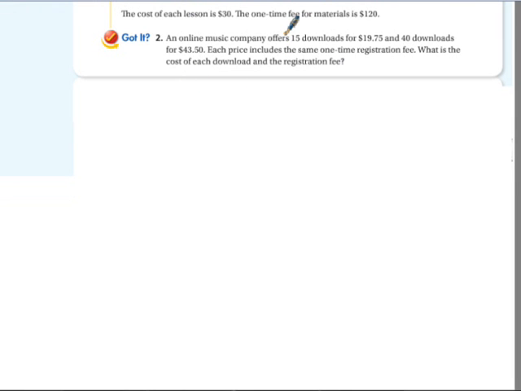An online music company offers 15 downloads for $19.75 or 40 downloads for $43.50. Each price includes the same one-time registration fee. What is the cost of each download? The easy way to do that is using variables that make sense, which is important. So if we said 15 downloads, 15D, plus the registration fee, we could go R or F, I'll go R, equals 19.75. And then the other equation is 40D plus the same registration fee equals 43.50.